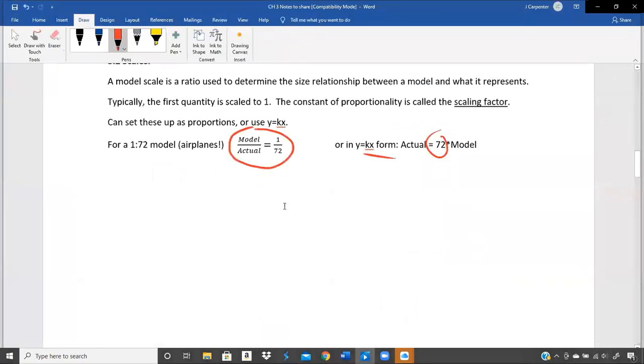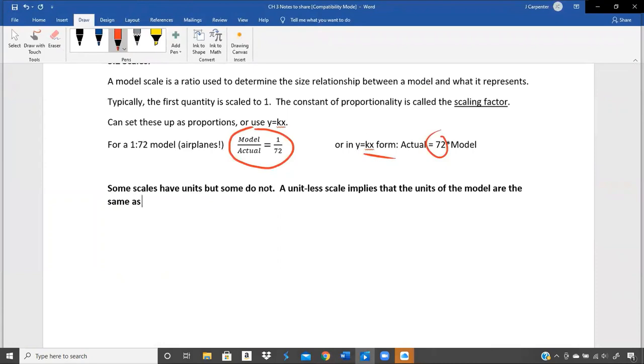All right. So some scales, I would actually say most scales. You know what? I don't want to use most. We'll say some, maybe most scales, have units. Some do not. A unitless scale implies that the units of the model are the same as the units of the actual.